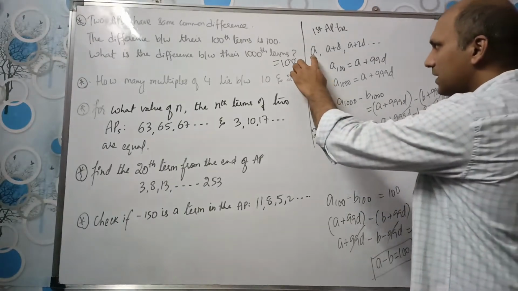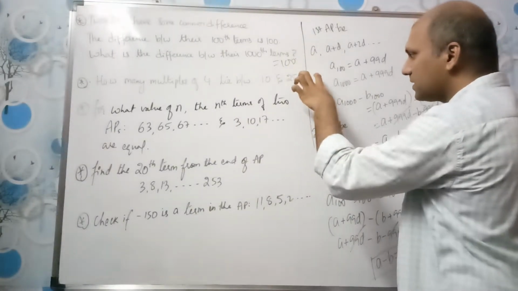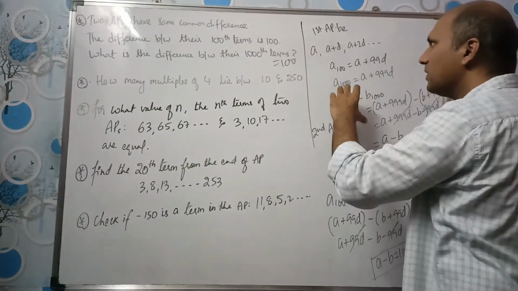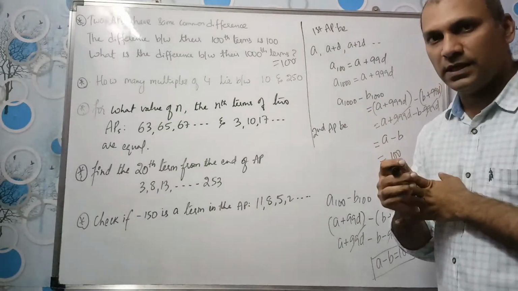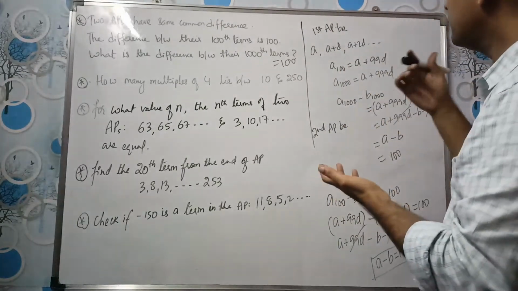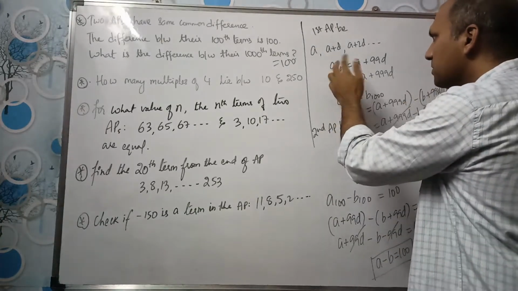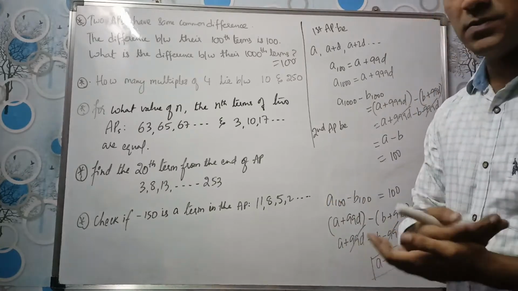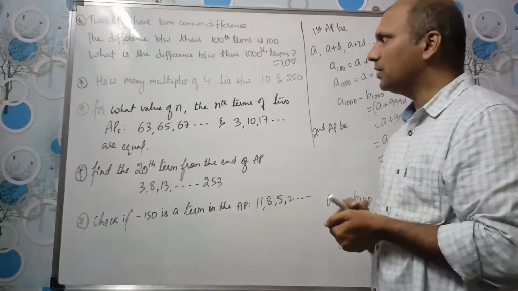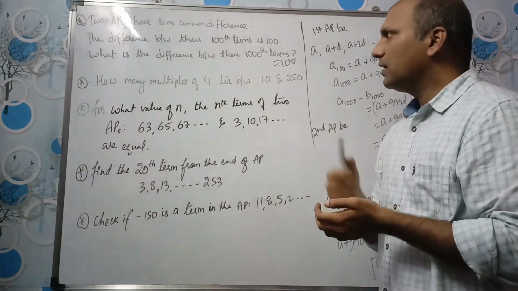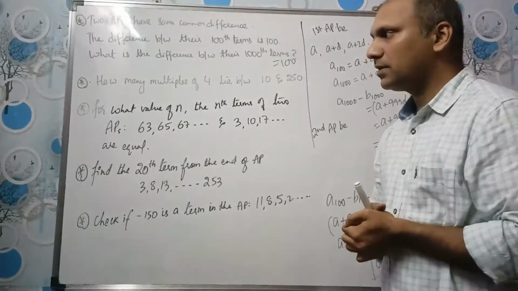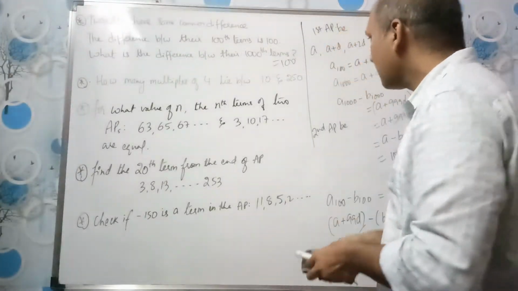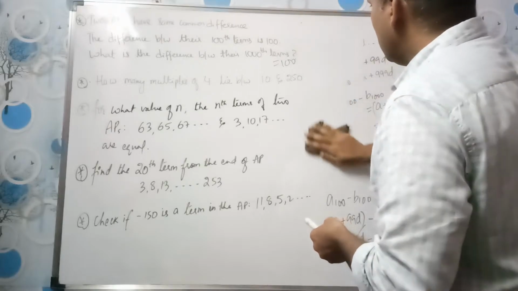See, the difference between the first terms will also be 100, second terms will also be 100, third terms also 100, fourth terms 100, fifth terms 100 and so on. Difference between the 100th terms will also be 100. Difference between the 1000th terms will also be 100. Okay, don't just read the question and answer that it is 1000. Alright.